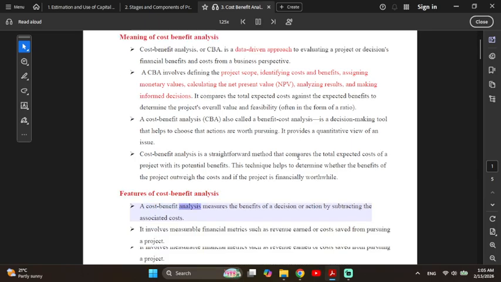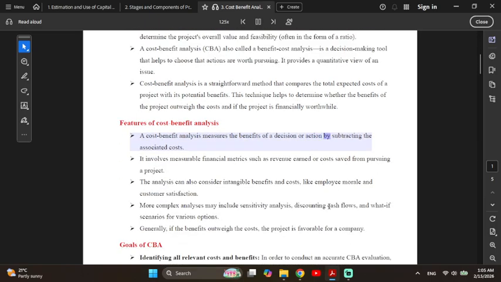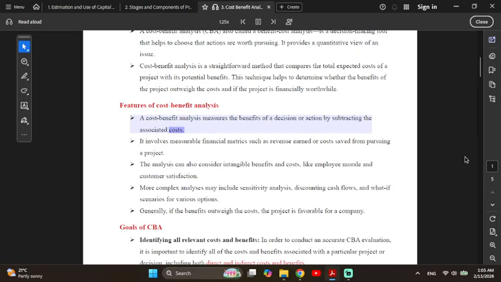A cost-benefit analysis measures the benefits of a decision or action by subtracting the associated costs. It involves measurable financial metrics such as revenue earned or cost saved from pursuing a project. The analysis can also consider intangible benefits and costs, like employee morale and customer satisfaction. More complex analyses may include sensitivity analysis, discounting cash flows, and what-if scenarios for various options. Generally, if the benefits outweigh the costs, the project is favorable for a company.